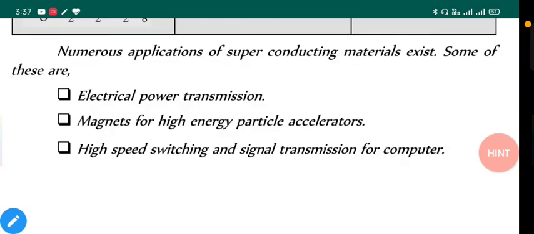And we have numerous applications of superconducting materials. Some of them are as follows: electrical power transmission, magnets for high energy particle accelerators, and high speed switching and signal transmission for computers. All of these uses are extremely useful for future technologies.